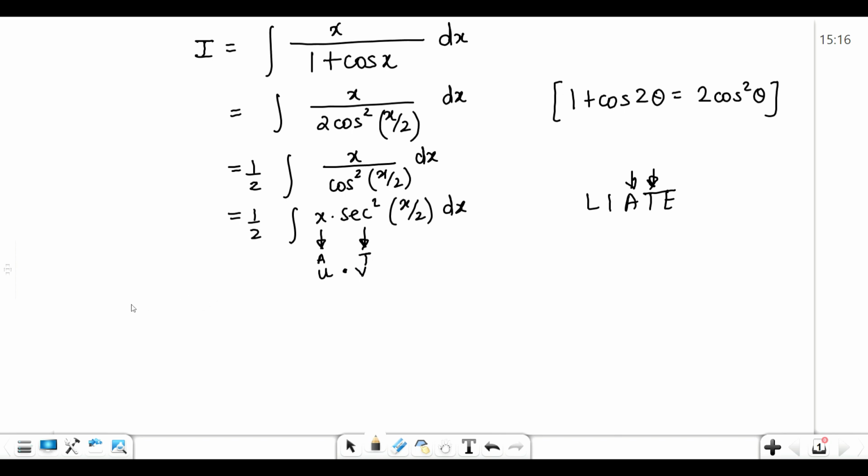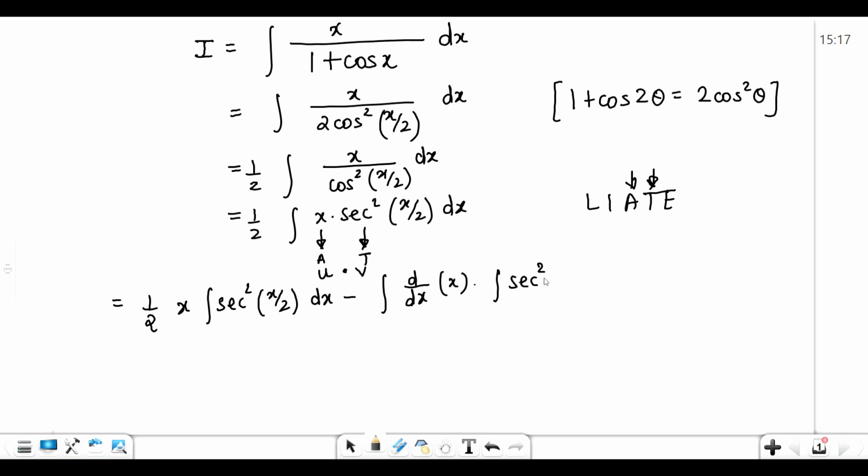So we will apply the integration by parts formula, which is u, that is x, into the integration of v, which is sec square x by 2 dx, minus the integration of the derivative of u, which is x, again with the integration of v repeated, dx, close this bracket, and then dx. Now 1 by 2 will be applied to both of these, so we can draw this curly bracket.